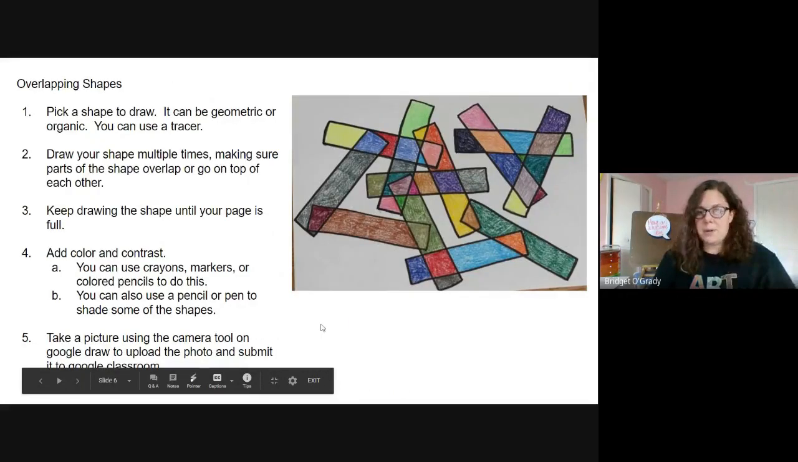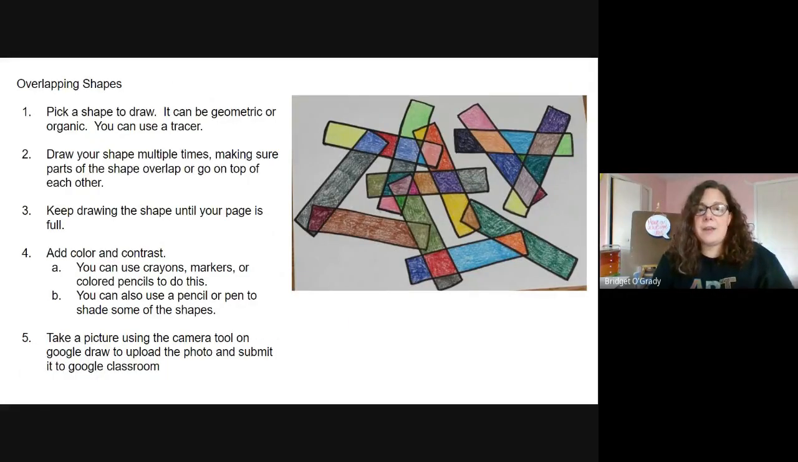So for this project, what you're going to do is you're going to pick a shape, either geometric or organic. If you have a tracer, you can absolutely use that. For mine, I used a roll of tape or this box of tacks to make a square. A ruler also would work really well. But if you don't have a tracer or don't want to trace, that's totally fine. You can freehand your shapes or you can go for a more organic shape.